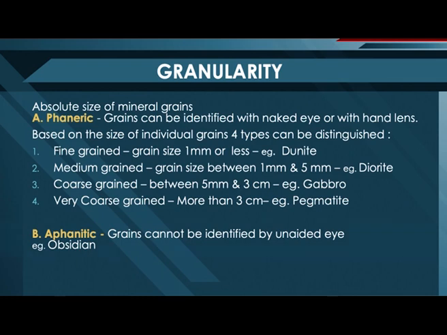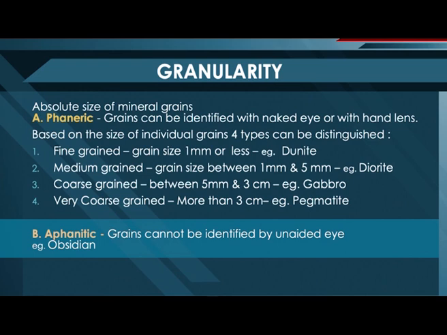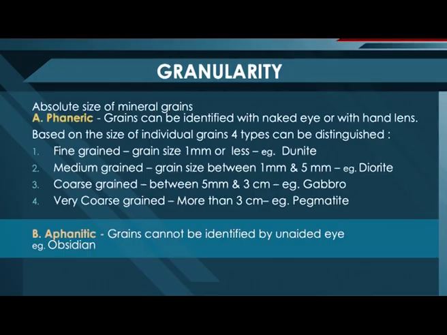The second major category is called aphanitic texture. Here the grains cannot be identified by the unaided eye. We have to depend on petrological microscopes for the identification of grains. Even with that, it will be difficult to make out. Advanced microscopes with high magnification are required for the identification of mineral grains. Here obsidian is a typical example of an aphanitic rock.